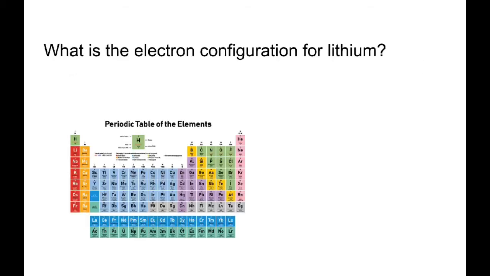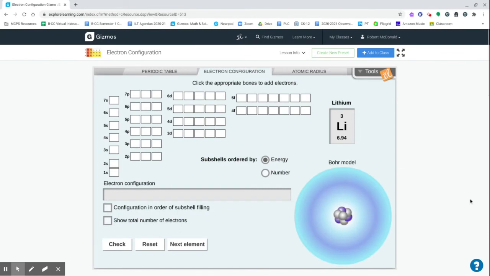So let's go ahead and write the electron configuration for lithium. Lithium has 3 electrons. The first 2 electrons would go in the 1s orbital, and the third electron would go in the 2s orbital. So the electron configuration for lithium would be 1s2, 2s1. So here's an orbital filling diagram for lithium. The first 2 electrons go in the 1s orbital, and then the last electron goes in the 2s orbital.